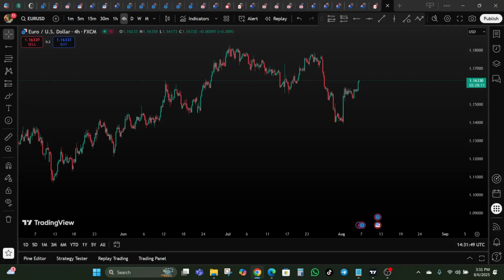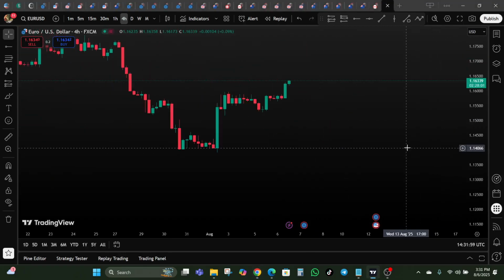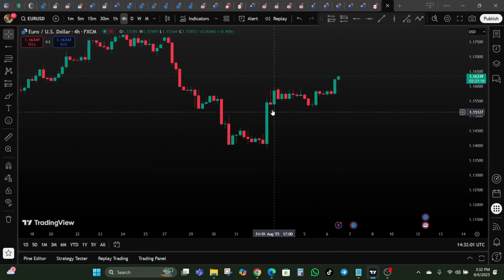Now most traders look at a candle and only see the open, close, high and low. But what if I told you the entire range of a candle holds the key to understanding market reaction zones? This is candle range theory, and once you understand how it works, you'll never look at a chart the same way again. Now, what exactly is candle range theory?